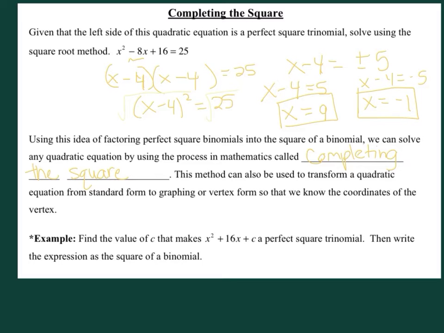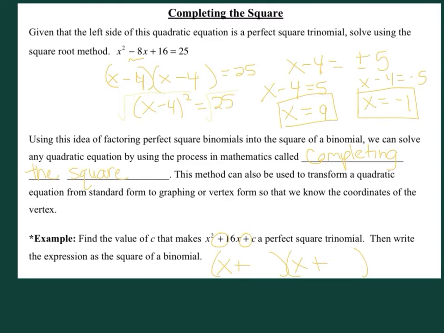So for our next example, we're going to take a look at trying to find the value of c that makes x squared plus 16x plus c a perfect square trinomial. Then we'll write the expression as the square of a binomial. So if we think about factoring this, we know we would have x times x, both plus signs since they're both plus signs here.